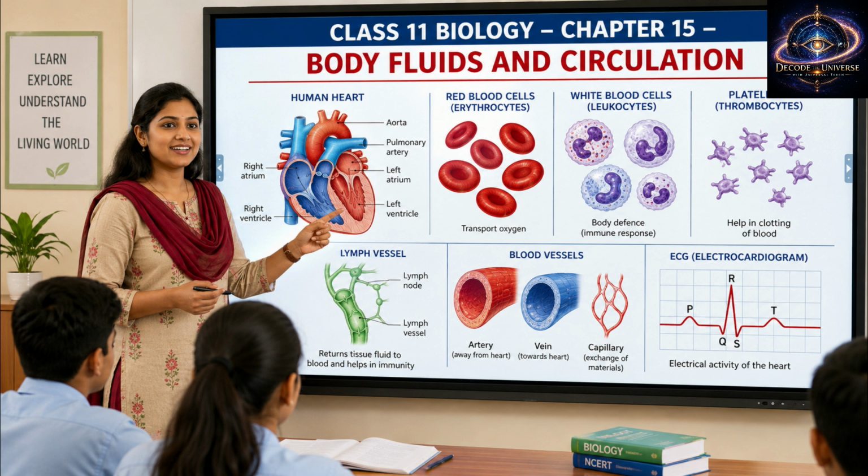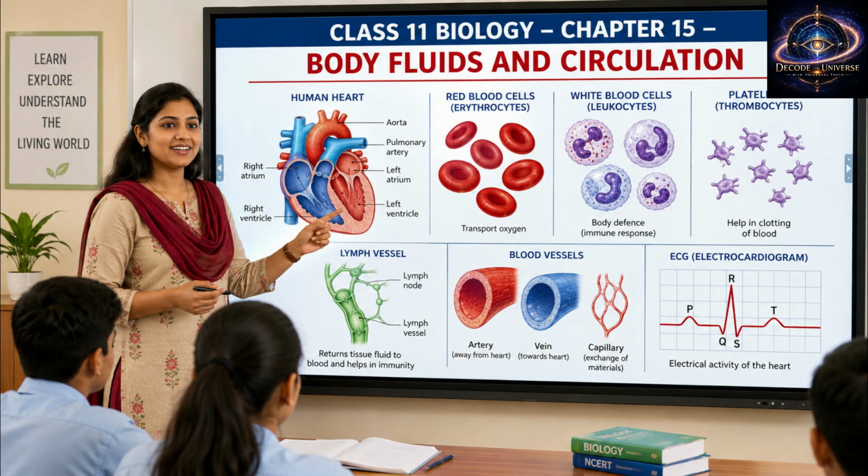We will learn how blood transports oxygen, nutrients, hormones, and wastes, how lymph helps in transport and immunity, how the heart pumps blood, how ECG records heart activity, and how circulation disorders occur. Student: So this chapter explains how materials move inside our body? Teacher: Exactly. Think of your body like a big city. Blood vessels are roads, blood is the transport vehicle, and the heart is the pump station that keeps everything moving.